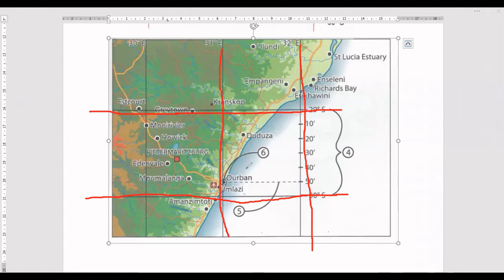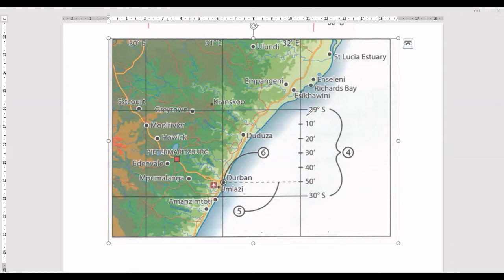So there's the area of Durban now. There's Durban. So if you ask the question, what is the location or the grid reference of Durban? I'll give you a moment to work the answer in your mind. I'm sure you're thinking about the grid reference of Durban. There's Durban, and we're asking, what is the grid reference of Durban?